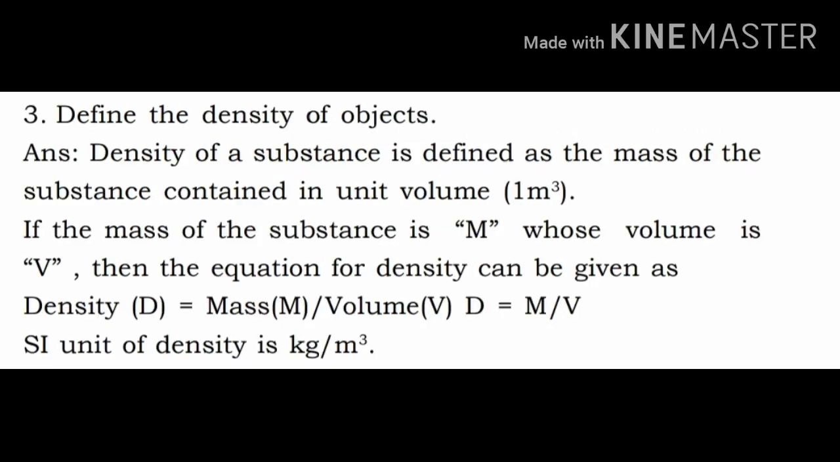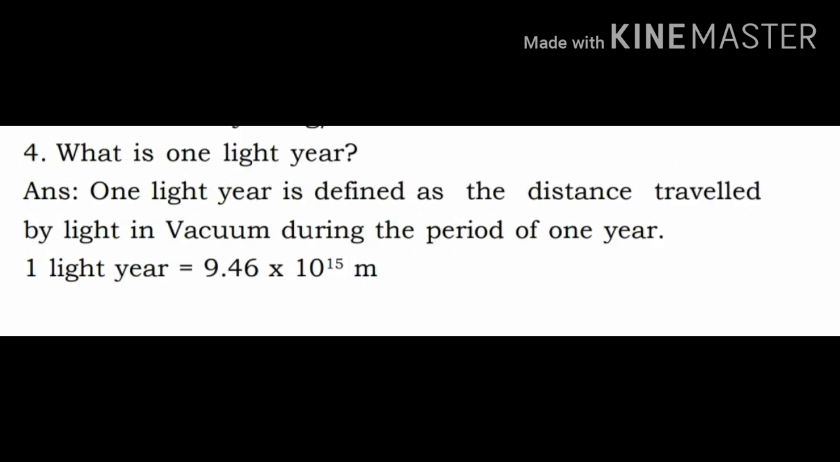Third question, define the density of objects. Density of a substance is defined as the mass of the substance contained in unit volume. If the mass of the substance is m and volume is v, then the equation for density is density is equal to mass by volume or d is equal to m by v. Then what is the SI unit of density? Kilogram per meter cube.